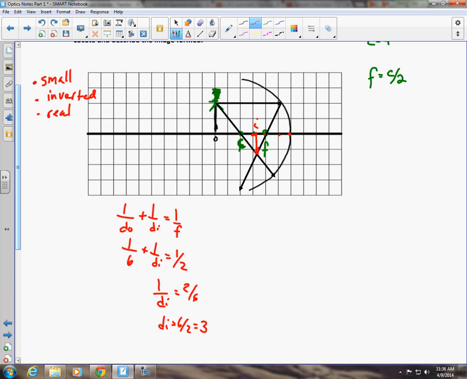It didn't come out exactly the same because when I drew this curve for the mirror, I didn't use a protractor to do it, so it may not come out exactly right, but it should be close to matching. And sI over sO equals dI over dO. sI over 2 this time equals dI, we just calculated, was 3, dO was 6, so sI should end up being 1. And if we look, the height of that image is about 1 square.